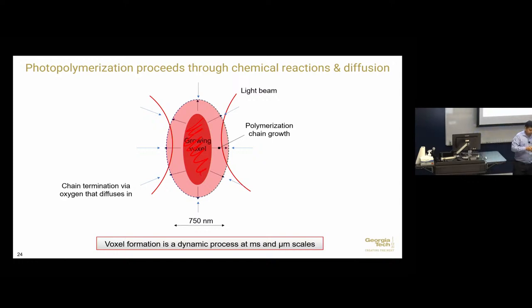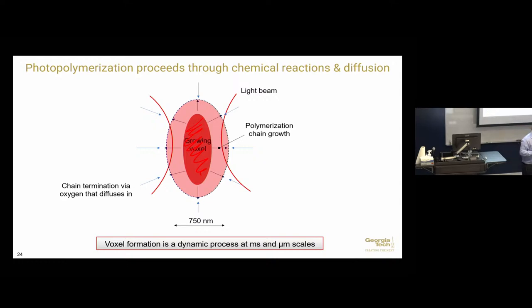But once the absorption happens, the material is going to start reacting through a chain reaction to form polymers, and the polymerization front is going to spread out. Because it's a chain reaction, if you don't stop it, it will keep expanding, and without anything to stop it, it will actually fill the entire volume of the resist. What is stopping it from expanding is oxygen diffusing into that spot from the exterior or from the resist itself. And the oxygen is very good at terminating these chain reactions.